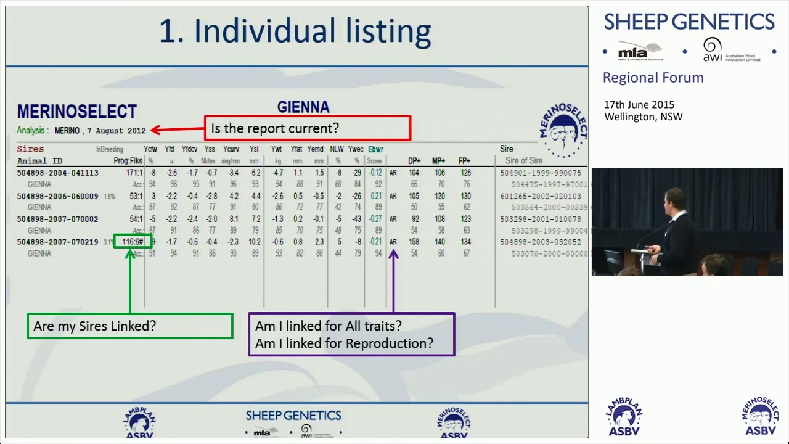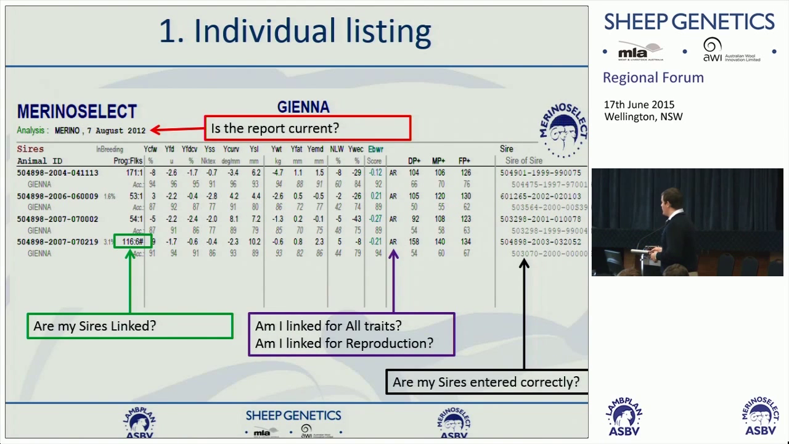Okay, next up we've got a little R and a little A here. So the A is for am I linked for all traits, and the R is am I linked for reproduction. So that's another little key step involved in working out if you're linked or not. And that tells you if that sire is linked or if that progeny is linked. And again, another key point is if this is blank over here, the sire, then yeah, you might have made up your own animal there that we don't know has been used elsewhere.